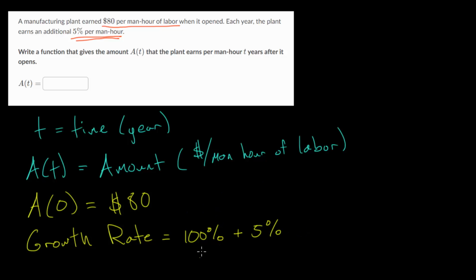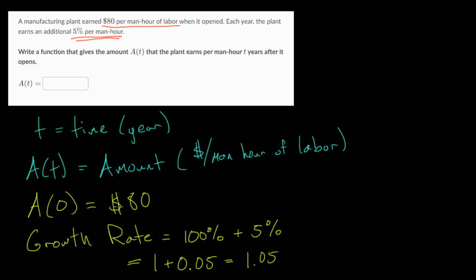And you need this 100%, because if you just look at 5%, or if you just multiply by 5% every year, then the amount will get very small very quickly. So you need that original 100% because we're going to be adding on top of that. And if we rewrite these as decimals, 100% is just 1. And this is 5 divided by 100, so 5 hundredths, which is 0.05. So adding these together, we get a growth rate of 1.05. So in other words, every year we will multiply by 1.05.